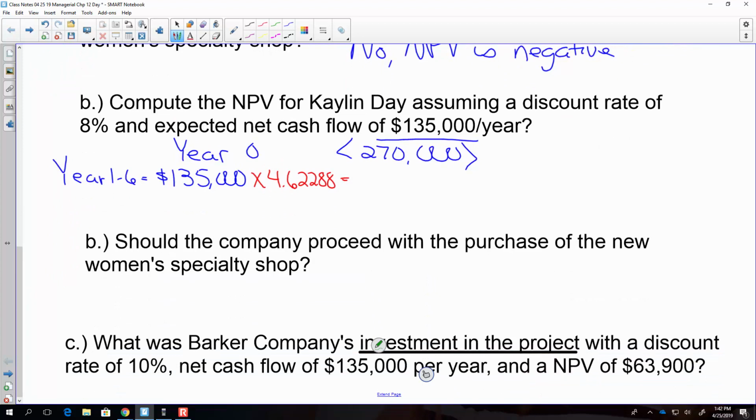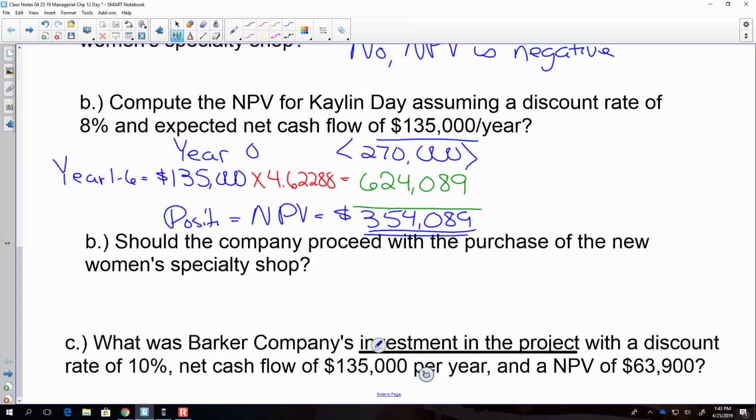And now at this point, how much do we get now? I'm assuming it's a quite a much larger number. $624,089. So quite a bit more than the initial investment. So we have a positive number, how much? 354,089. So over 354,000 net present value is positive. If it's positive, then we would proceed.